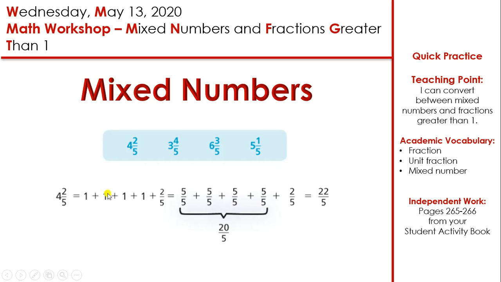As we can see right here, we have 4 as a whole number. What we do is first break apart this whole number into ones, right? How is that? Since I have 4, I will have 1, 2, 3, and 4 ones. And don't forget to add the same fraction, 2/5 in this case.